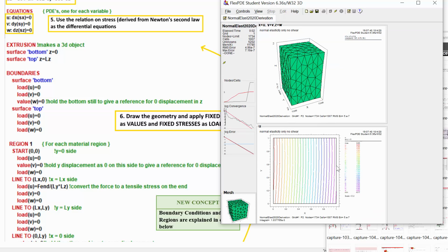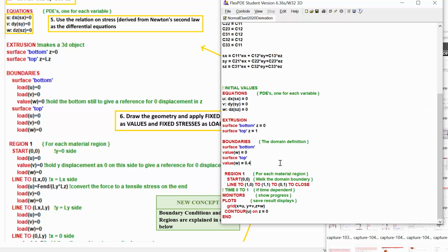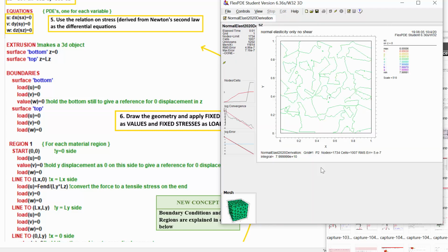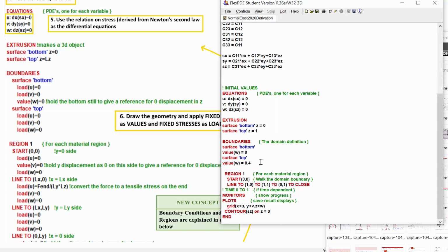We can look at what the stress will be when we've stretched it up like this. So let's find out how much stress we need to be able to do this. So let's do a contour of the Z stress on Z is equal to 0. And it looks as if we have a uniform Z stress with a value of 8 times 10 to the 10 pascals.